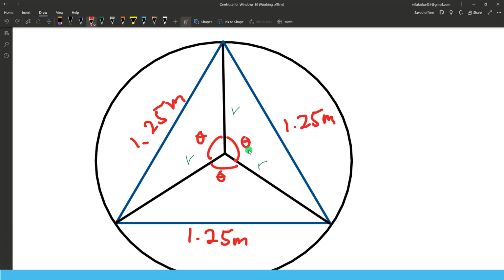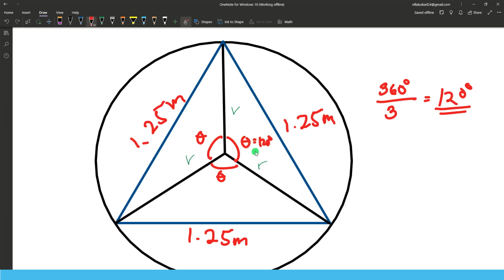Therefore, we can use 360 degrees divided by the number of sides, which is 3. Since 360 degrees over 3 is equivalent to what? That's 120 degrees. Okay, because a total of 360 degrees, divide that into 3 equal parts, we have 120 degrees.